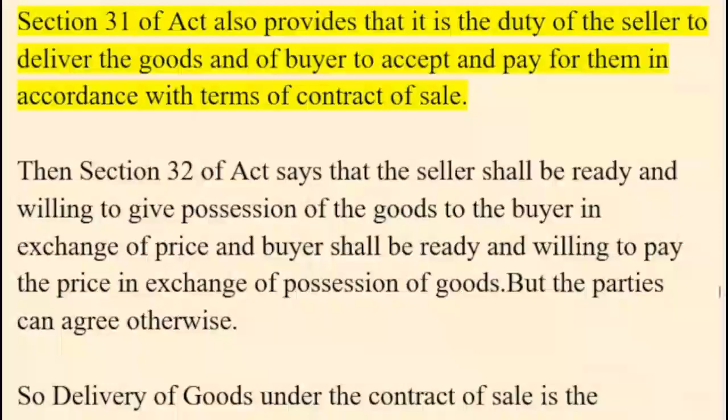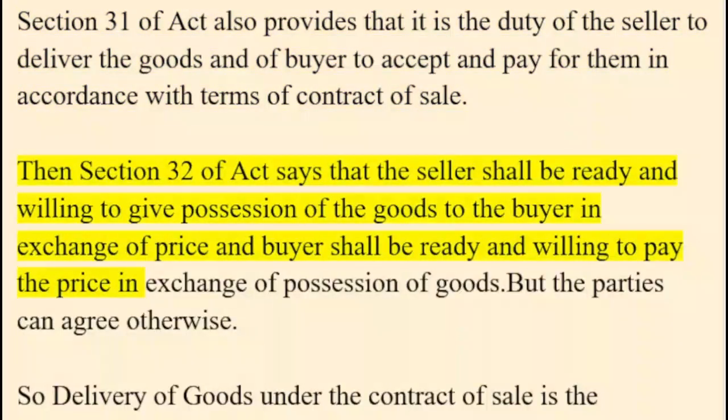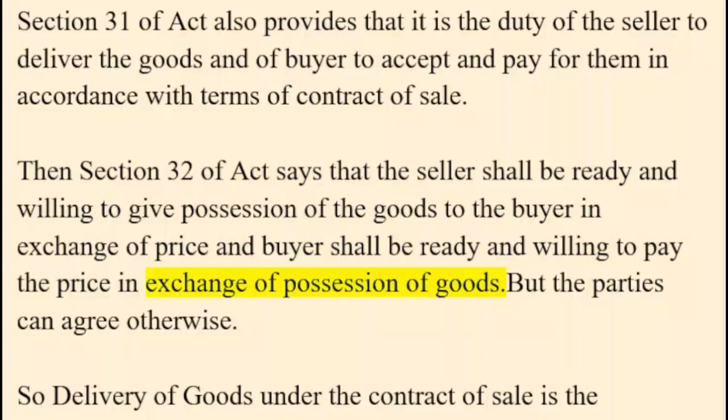Section 31 of the Act also provides that it is the duty of the seller to deliver the goods and of the buyer to accept and pay for them in accordance with the terms of the contract of sale. Then Section 32 of the Act says that the seller shall be ready and willing to give possession of the goods to the buyer in exchange of price, and the buyer shall be ready and willing to pay the price in exchange of possession of goods. But the parties can agree otherwise.